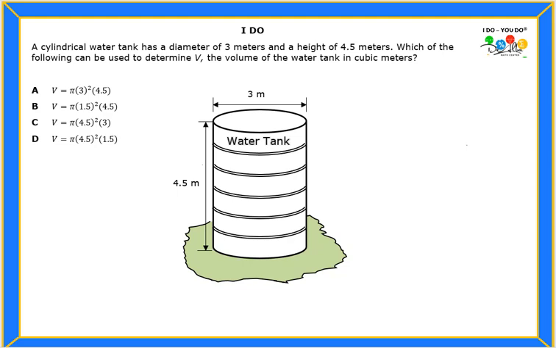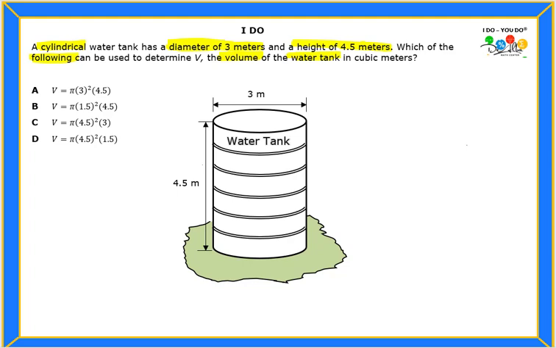Okay, so I'm looking for what? Well, I want to find out which of the following can help me find the volume of my water tank. And they're giving us some information, right? For example, we do know that it's a cylinder, right? And it says that the diameter is equal to 3 meters, and also the height is 4.5 meters.